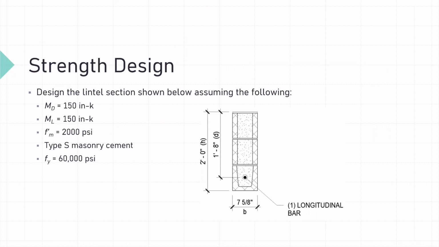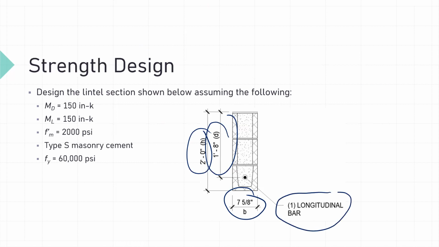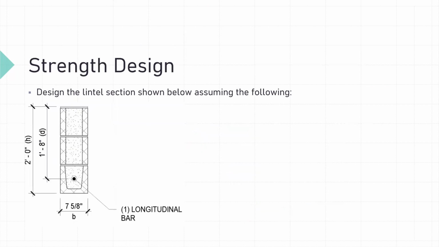For our lintel depth, we have a 3-course lintel, so we are 24 inches. Our d value here is 20 inches. Our b value for an 8-inch block wall will be 7 5/8 inches, or 7.625 inches. We have one longitudinal bar, so whatever we solve for, we need one bar that satisfies that. We'll go through and solve this.